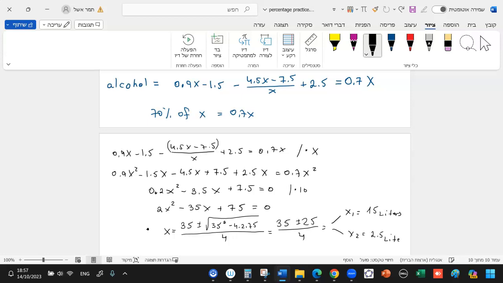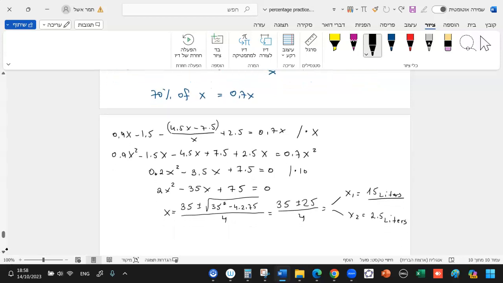These are two possible solutions. Let's see. We have 15 liters. That's possible, but what about the solution that says 2.5 liters? Remember that in both steps, we took out of the container 5 liters. So it is not possible that the initial amount was 2.5 liters. That's why we cancel this solution, and our solution is 15 liters.